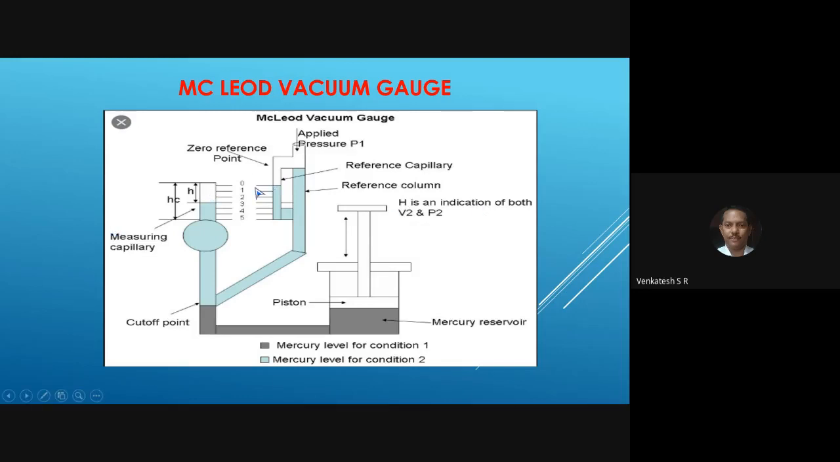When you connect this to the pressure source, what will happen? The negative pressure applies force on the mercury, so the mercury level in the measuring capillary moves downward. Note down the reading, maybe one, two, three, like this.